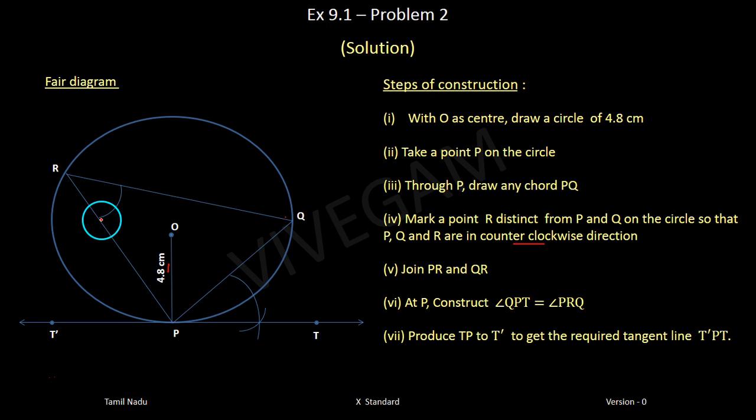You draw an arc, and with the same radius, you draw an arc from P. You measure the segment length and draw with the same radius from here, cutting one more arc. That is how you get the same angle. Now at P, we are supposed to draw QPT equal to PRQ, which is what we just did. QPT will be equal to PRQ, and extend PT, that becomes the tangent.